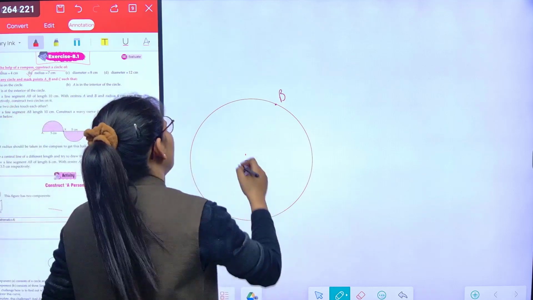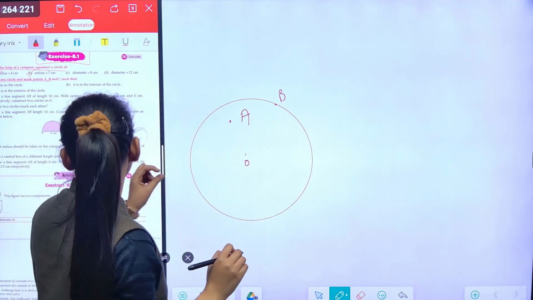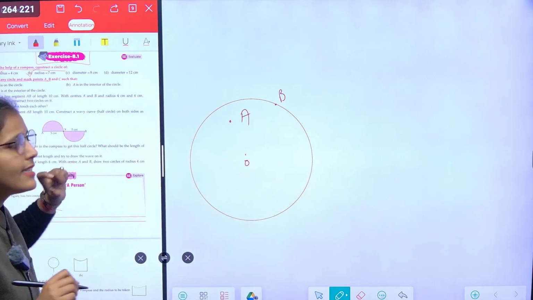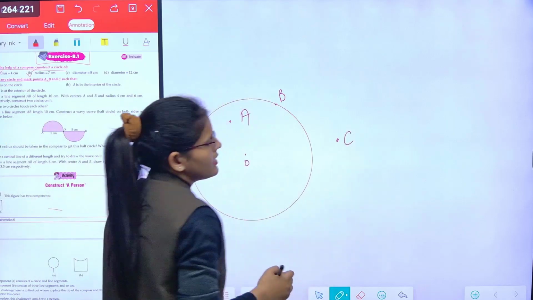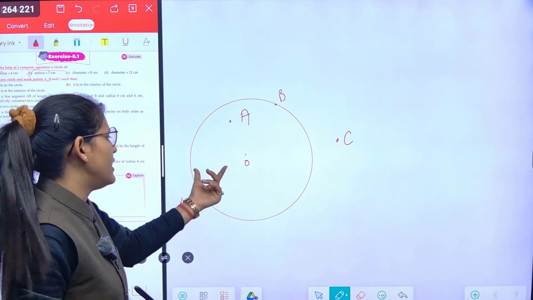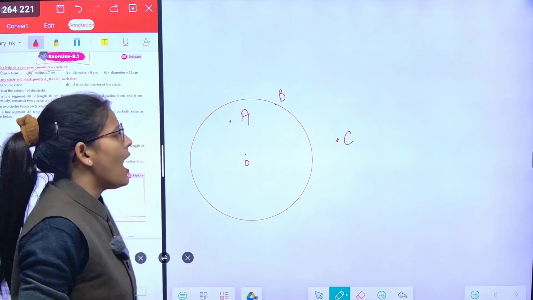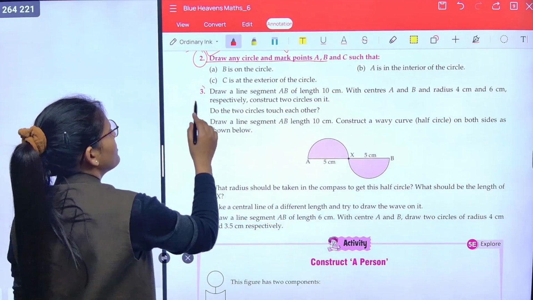Interior means उसके अंदर class. तो आप interior कहीं भी उसको set कर सकते हैं, लिख सकते हैं. C is at the exterior of the circle. Exterior means उसके बाहर. So class, you can see here. ये हमारा पार्ट होता है इंटरनल पार्ट, ये हमारा होता है एक्सटर्नल पार्ट. So it is interior or it is exterior. Understand class?